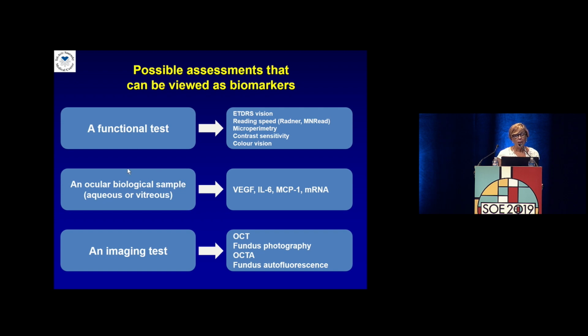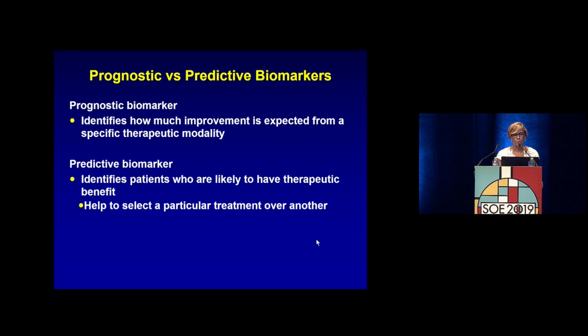The other assessment that can be viewed as a biomarker is a biological sample. If we take a sample from the vitreous or aqueous and we look for VEGF or other cytokines or for messenger RNA, maybe one of these will be a biological marker that will tell us if a patient will respond, what will be the level of response, and to which agent he will respond. And of course, it can be an imaging test. It can be OCT, fundus photography, OCT-A, or fundus autofluorescence.